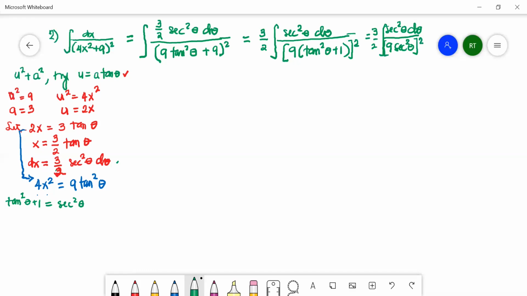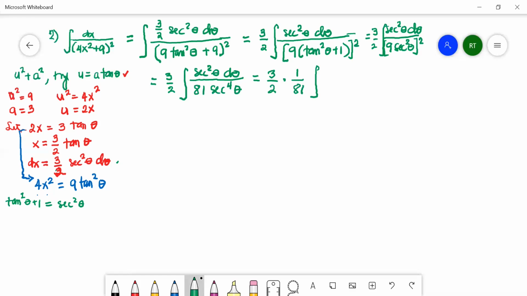So what will happen? We have 3 over 2 times the integral of secant square of theta d theta in the numerator. What about the denominator? If we square 9 secant square of theta, that gives us 81 secant to the fourth of theta. We can write 1 over 81 before the integral sign, which will give us 3 over 2 times 1 over 81 times the integral of.